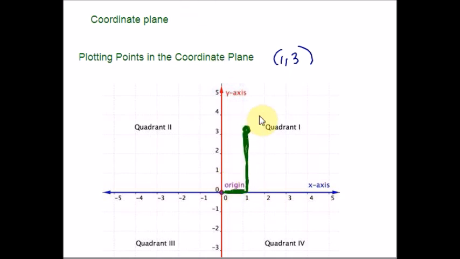So this is the location of 1, 3. We have drawn a point. Now let us label the point as 1, 3. That's it for this example. Both the x and y coordinates were positive in this example.